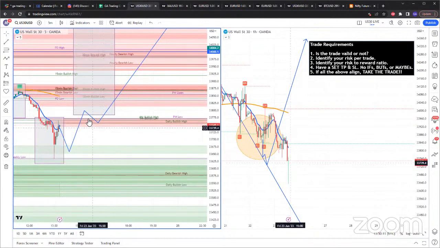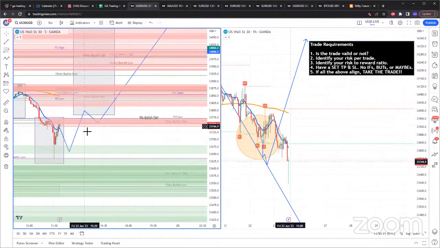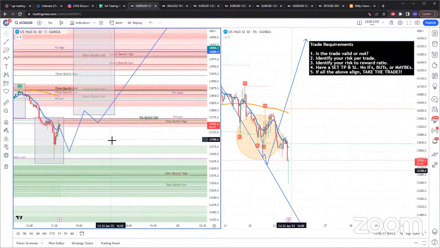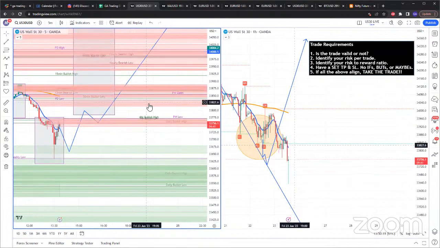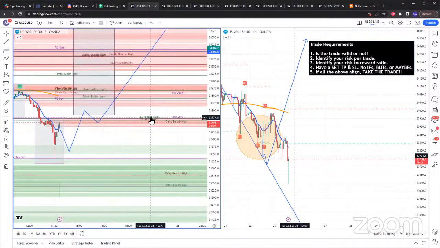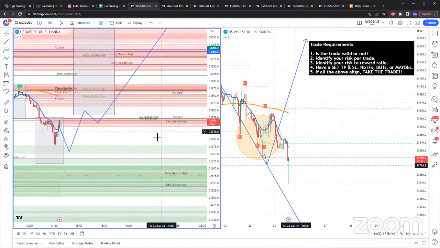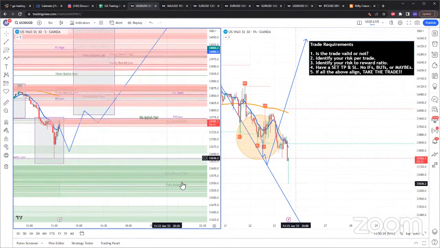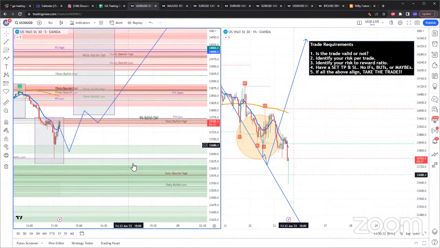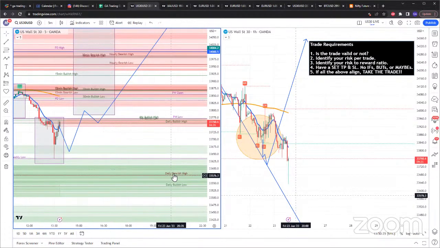So if I know we have sellers sitting here, I want to see what areas these sellers could be trying to bring price to, right? So I don't trade just by knowing they're buyers or sellers. For me, order blocks will always take precedence over buy and sell zones or supply and demand zones. So if I know we have sellers here, I do see a daily bearish high here where these sellers can bring price down to the daily bearish high.